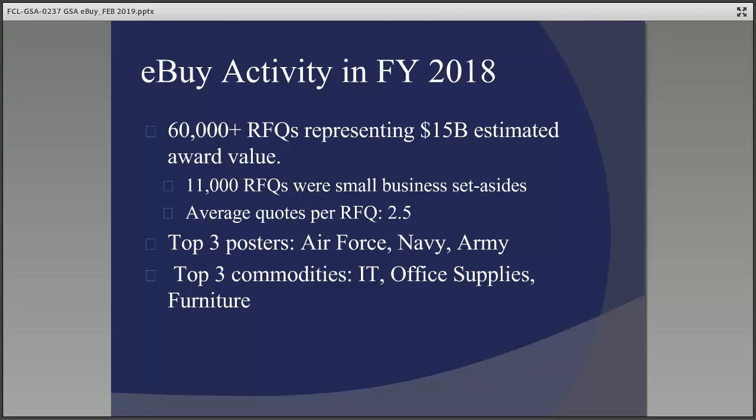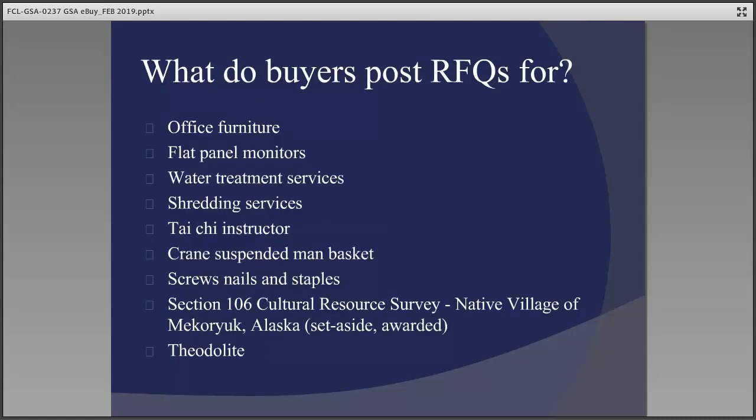So as far as the top 3 commodities that are purchased, it's always IT at the top with, I believe, around 25% of the total. I'll have to double check that, but it is a significant plurality of the spend on eBuy because eBuy is also so well suited to purchasing IT. Numbers 2 and 3 are office supplies and furniture. Now that's covering this kind of stuff at a category level.